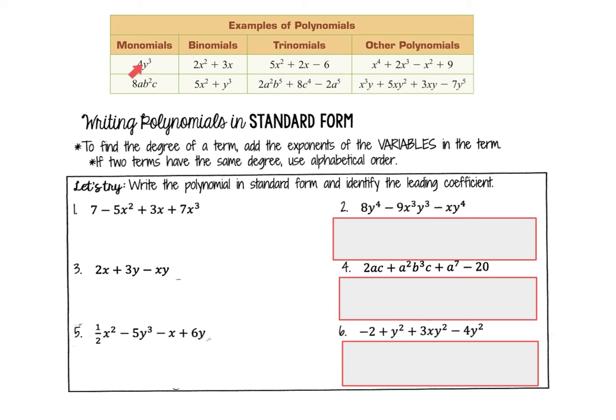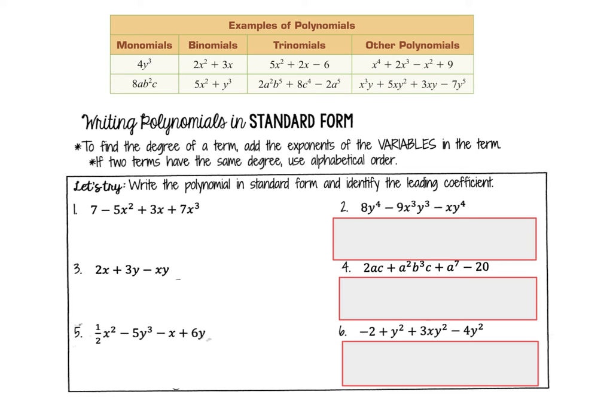And so they give examples. A monomial, 4y cubed, 8ab squared c. That's all a monomial. It doesn't matter how many variables we have. It matters there was no plus or minus, okay? Look at the binomial, 2x squared plus 3x. We have 2 terms in this polynomial. Polynomial means multi, right? 5x squared plus y cubed, 2 terms. Let's look at a trinomial. 1, 2, 3 terms, all right? And then we have other polynomials.